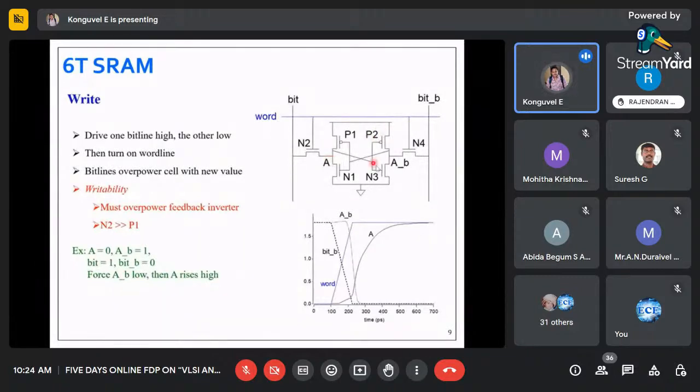All right, this is 0. So N3 is turned off, P2 is turned on, so A bar is 1. If this is 1, where is it attached? This is attached to N1. So N1 will be turned on and P1 will be turned off.